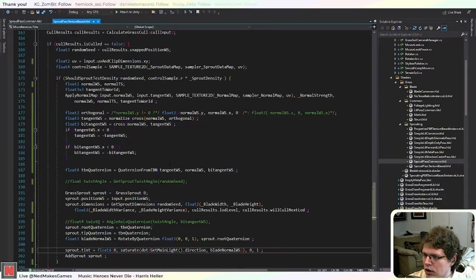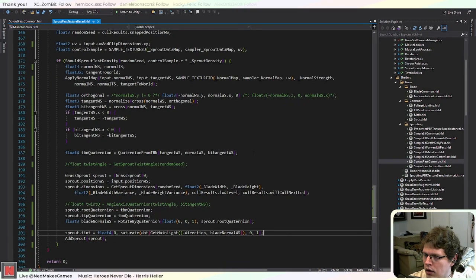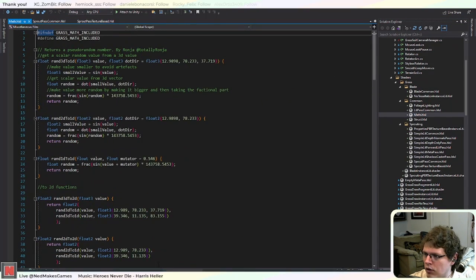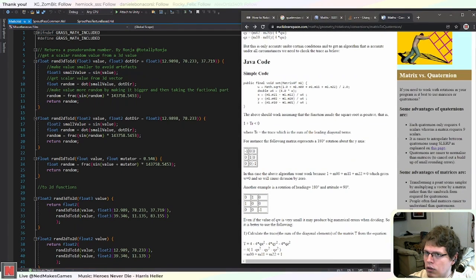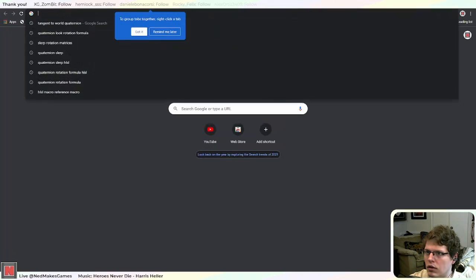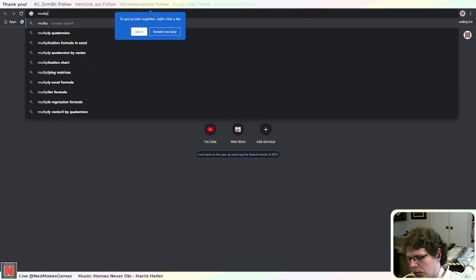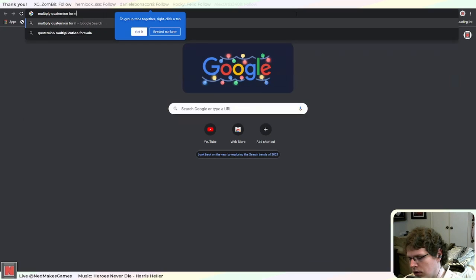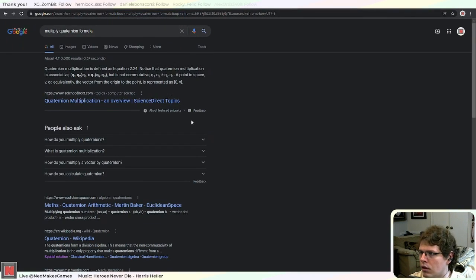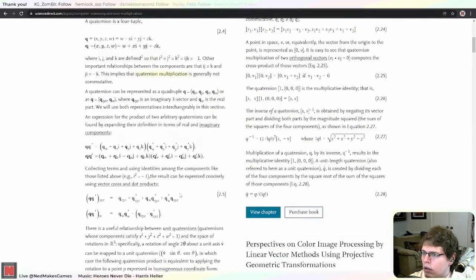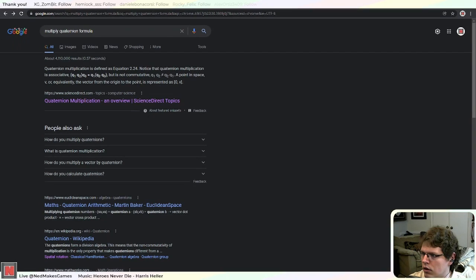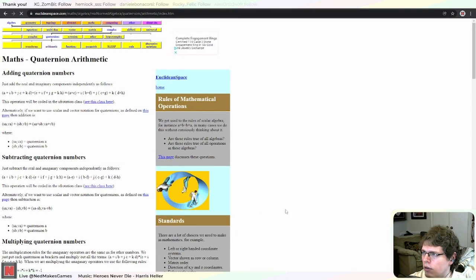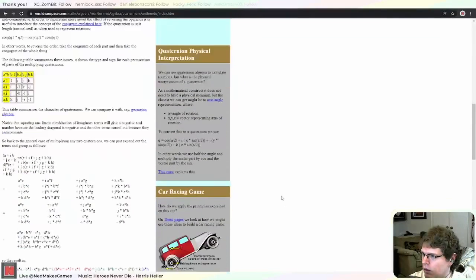Okay, so now I need, to combine rotations, a formula to multiply quaternions. And I don't think you can just do a straight multiplication, unfortunately. Let's see. Multiply quaternion formula. Okay, this Euclidean space has turned out to be pretty useful.